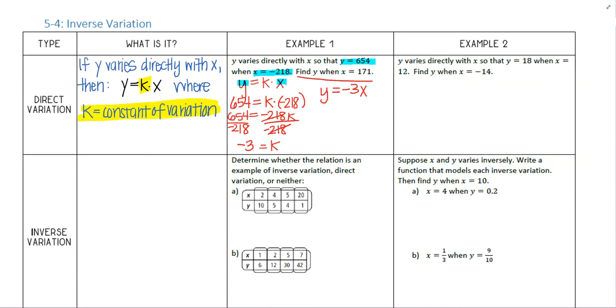So now we're going to plug in the x that they give us, which is 171 right here. And so really it's just multiply by negative 3. And that's going to give us our answer of negative 513.